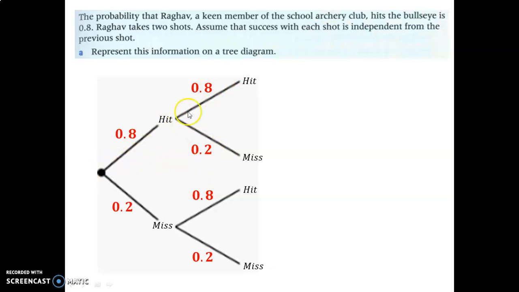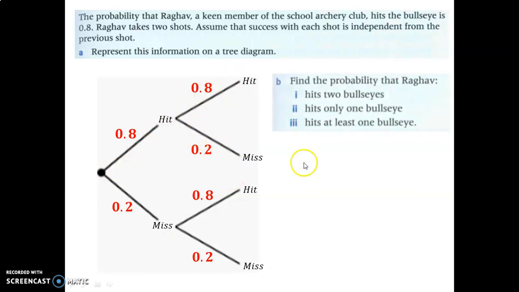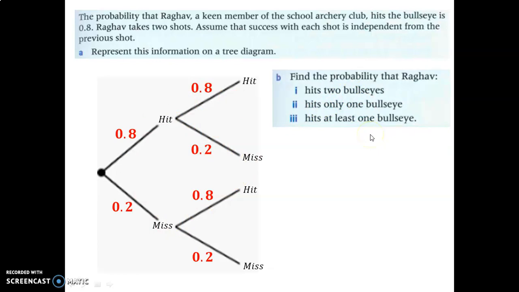And we can see that consistency here. He hits, and then his probability of getting hit the next time is the same. His probability of getting missed the next time is the same. This is independent. So to find these probabilities, let's give it a try using the tree diagram. So for number 1, to get a hit and then a hit, that means 2 bullseyes, it's 0.8 times 0.8. Again, they're independent, so you just multiply them.